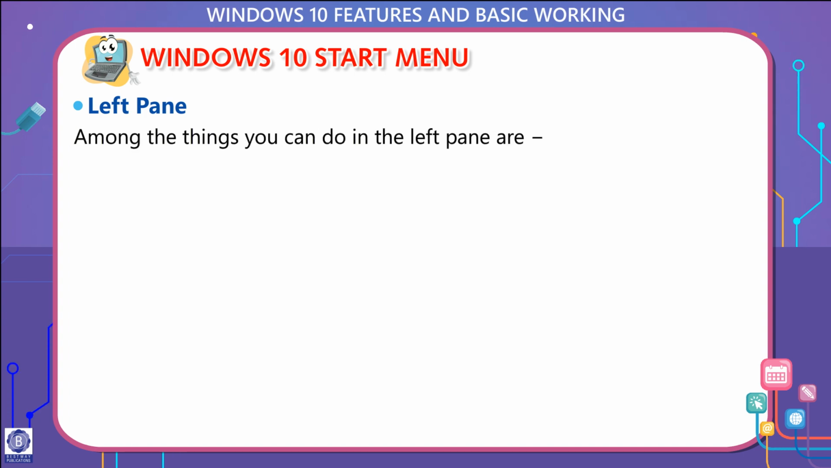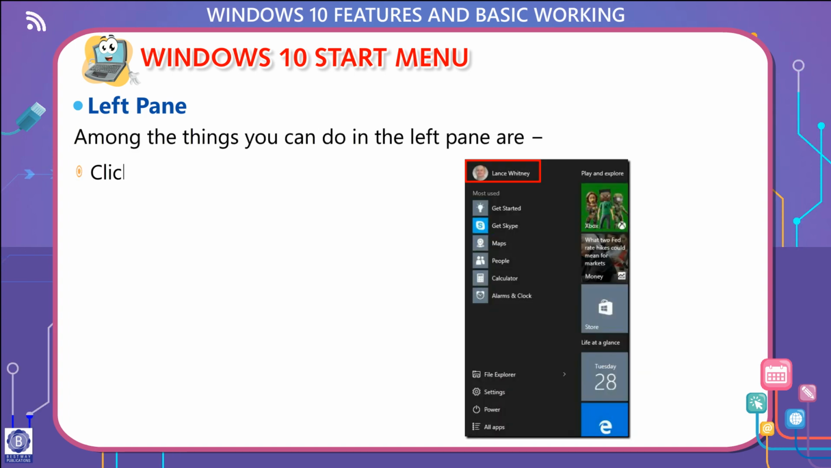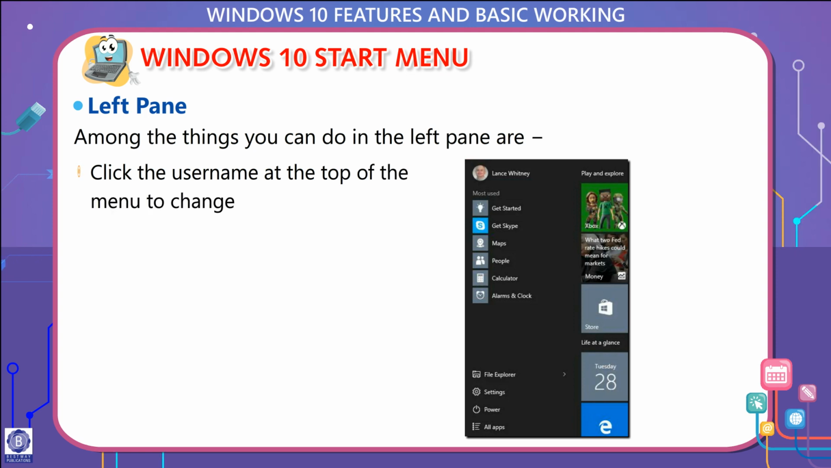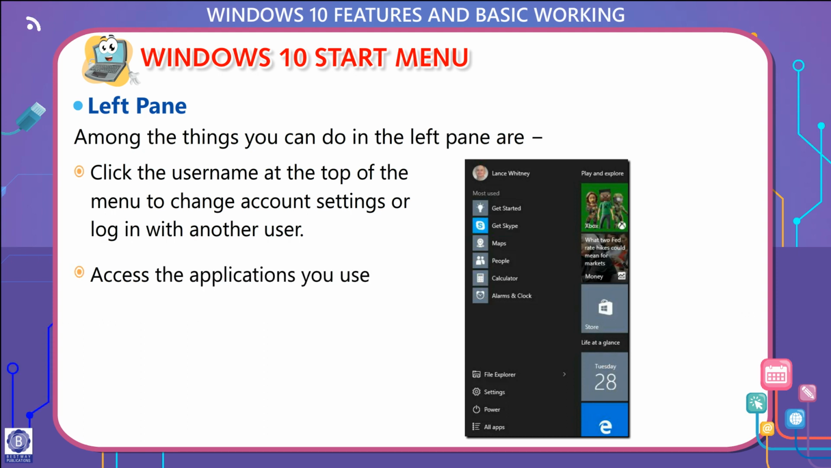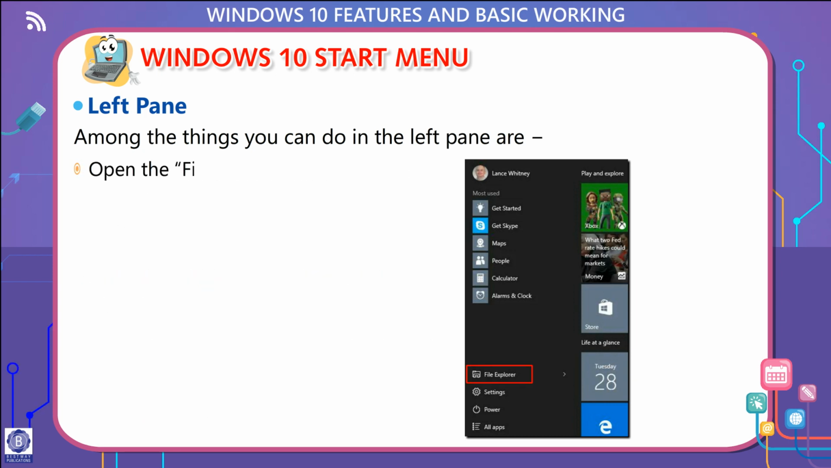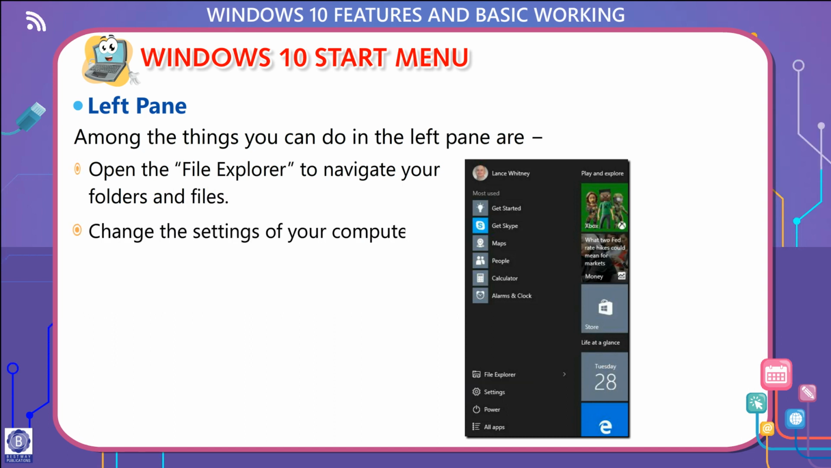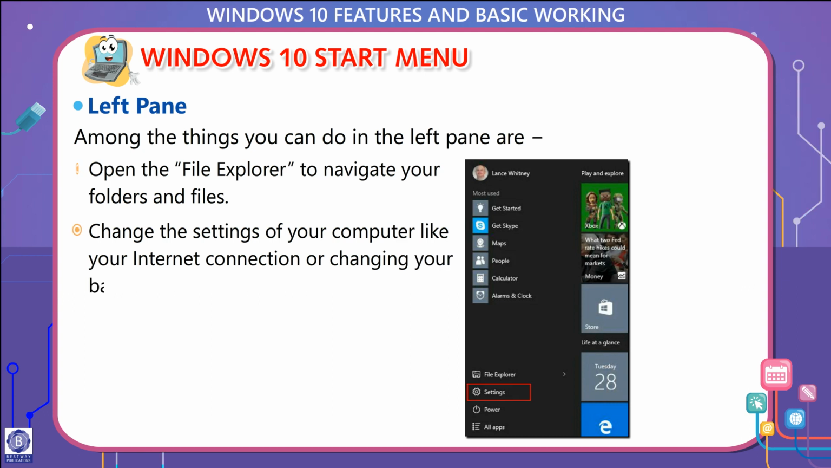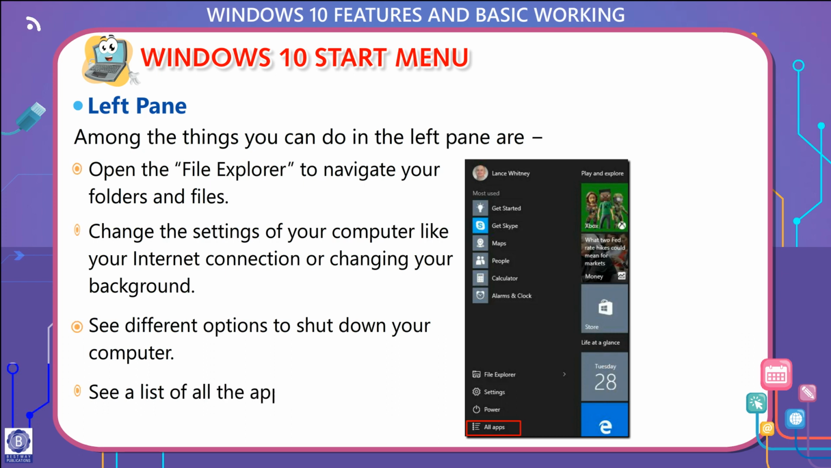Left pane. Among the things you can do in the left pane are: click the username at the top of the menu to change account settings or log in with another user. Access the applications you use more frequently. A small arrow next to an application will open a sub-menu with a list of recent documents opened with that application. Open the File Explorer to navigate your folders and files. Change the settings of your computer, like your internet connection or changing your background. See different options to shut down your computer. See a list of all the applications installed in your computer.